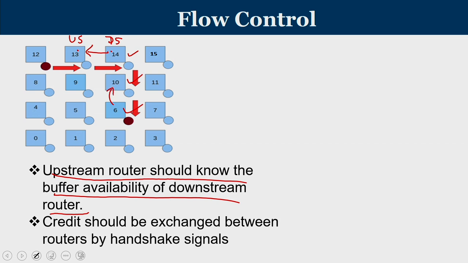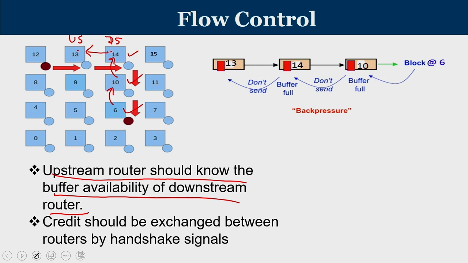At every point, every router will have a credit channel through which information pertaining to the availability of buffers is communicated. Just imagine you have a block at router number 6. How does a block generally happen? If the buffers are full in 6, then 6 is in a position where it can no longer accept new packets from 10. So, when there is a block in 6, it is going to tell 10 that my buffer is full, you cannot send anything.